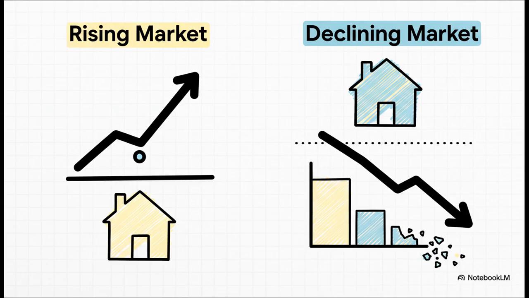Let's say we're in a rising market. Your basis is capped at your original cost. You simply cannot depreciate the unrealized appreciation that happened while it was your personal home. But in a declining market, you're forced to step your basis down to the lower fair market value, and you permanently lose that chunk of basis for any future depreciation.